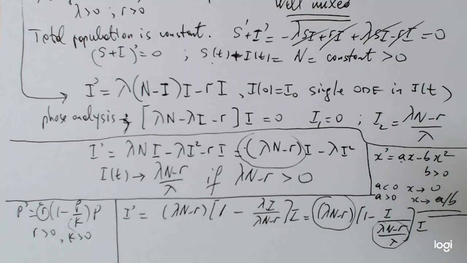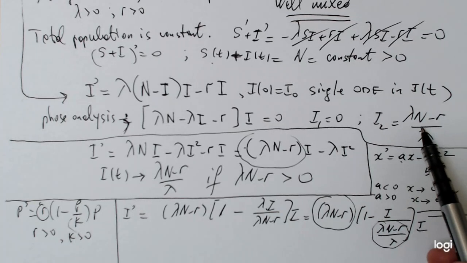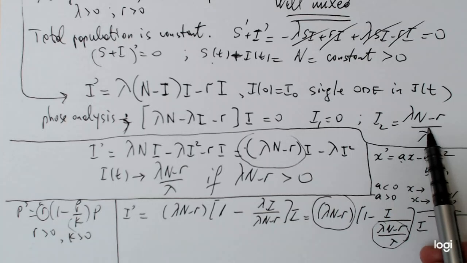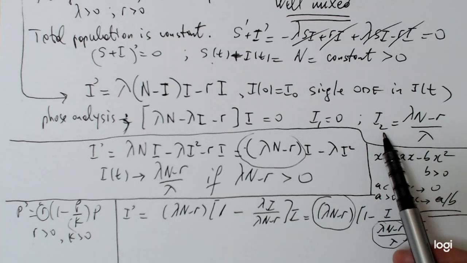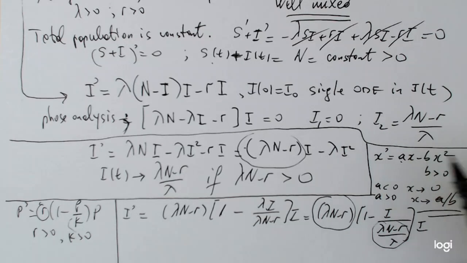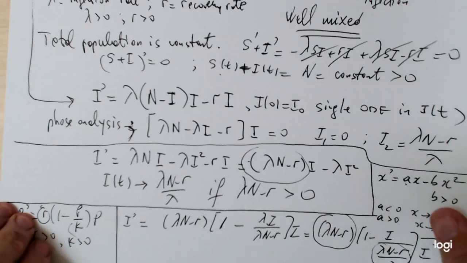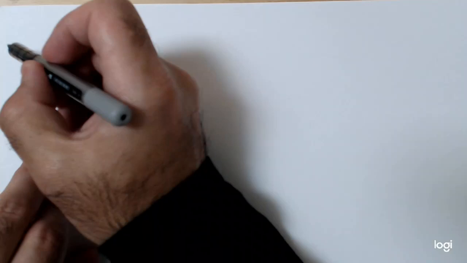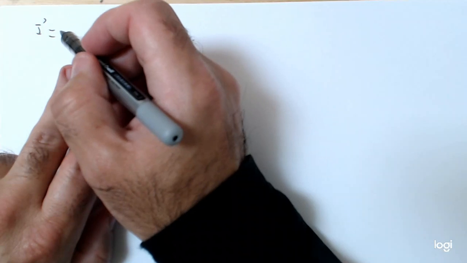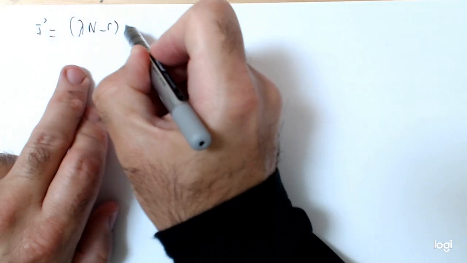What is important here also to understand is that you have a discussion, right? For example, the sign of lambda n minus r is important, right? Because if it's negative, then the second equilibrium point has no biological meaning, because you don't have negative population. So let's do this on the second page. Let me actually rewrite this on the second page. So the equation in I, let's write it like that.